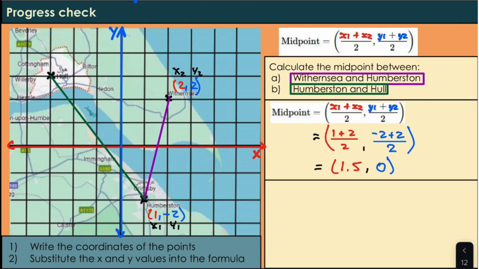Does it make sense? Our midpoint of the purple line, we can see that the x value would be 1.5. And we can also see that the y value is 0 because it is on the x-axis.